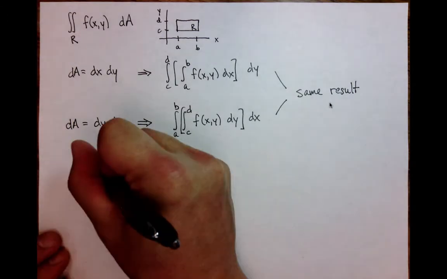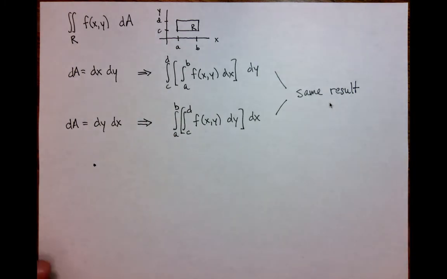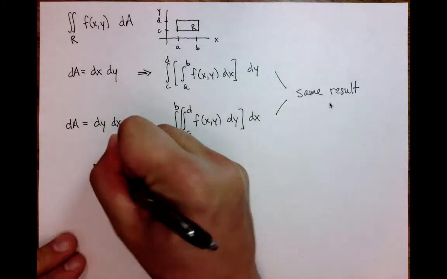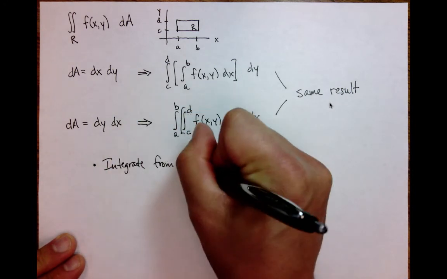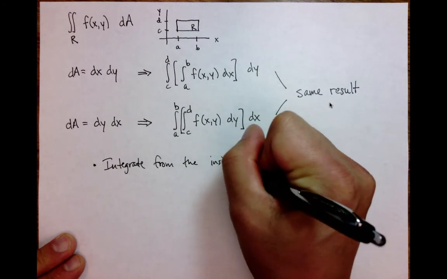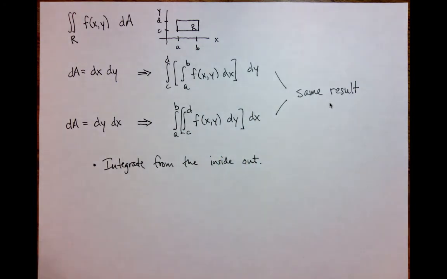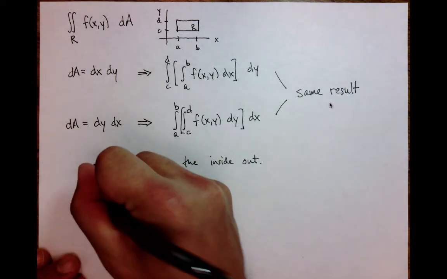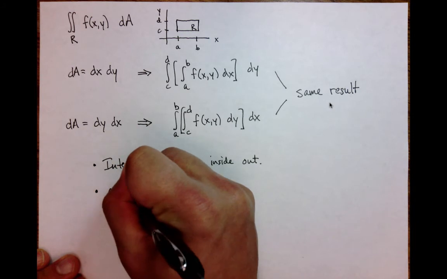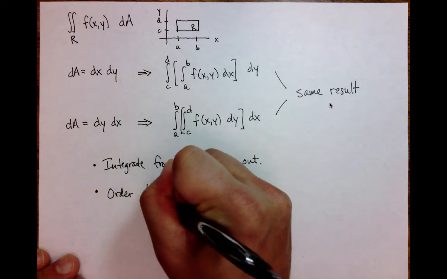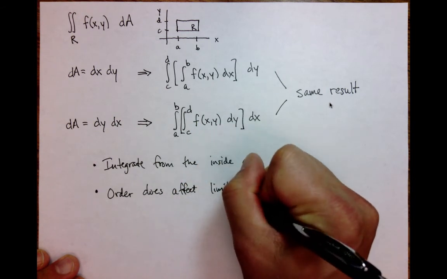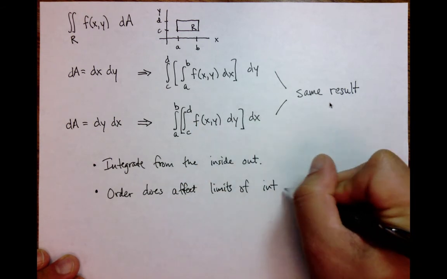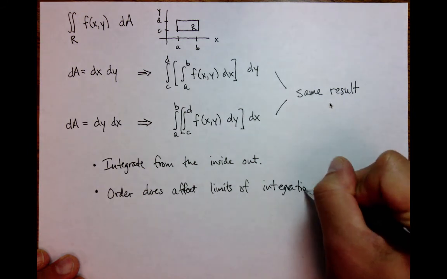So just a few things to keep in mind about double integrals and iterated integrals. You always integrate from the inside out. So it doesn't matter whether we write down dx dy or dy dx, but that does tell you the order in which to do the integrals. Also, the order doesn't affect the answer, but it does affect the limits of integration. And as we'll see shortly, not always in easy ways.